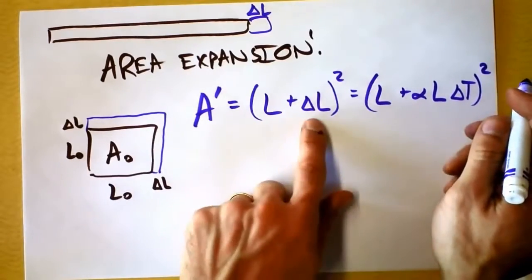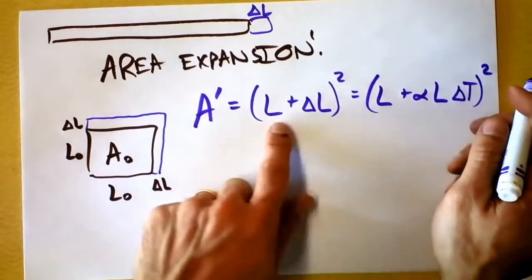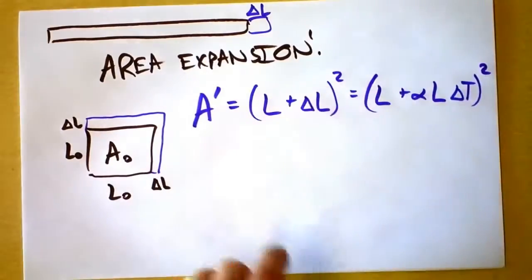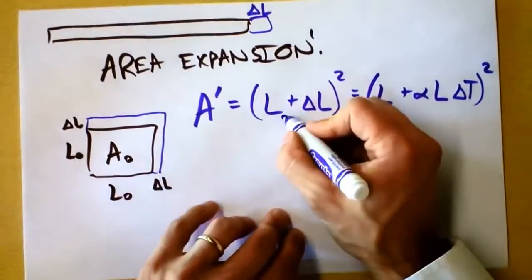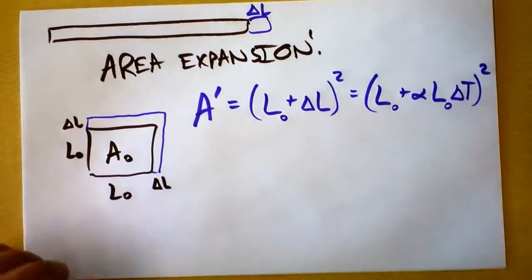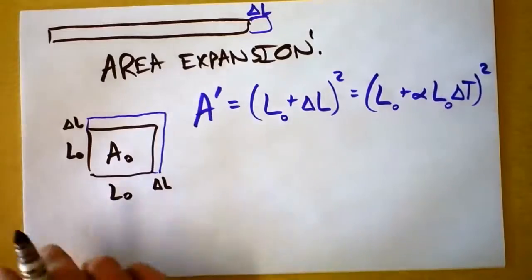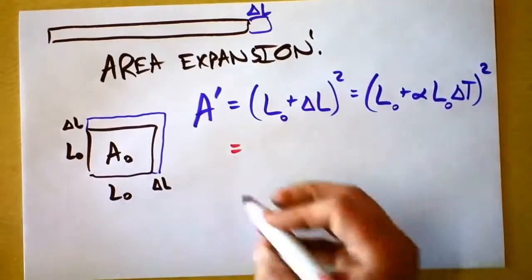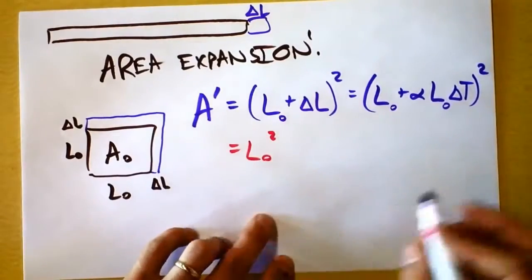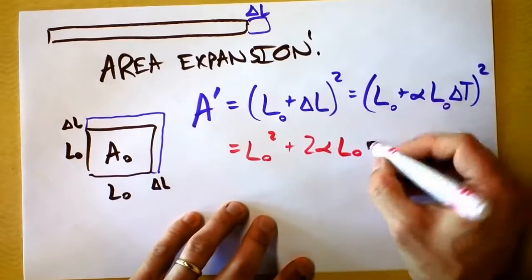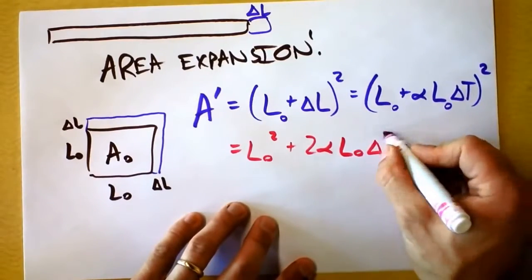We're just using the definition of delta L that we derived previously, but it depends on L0. You want me to put some L0s on here? Yeah, let's do it. L0, L0, L0. There we go. Now we're honest and true about it. And now I'm going to expand this little, let's expand this sucker. I'm going to say that that is, well, it's L0 squared. And then I have to add 2 times alpha times L0 times delta T.